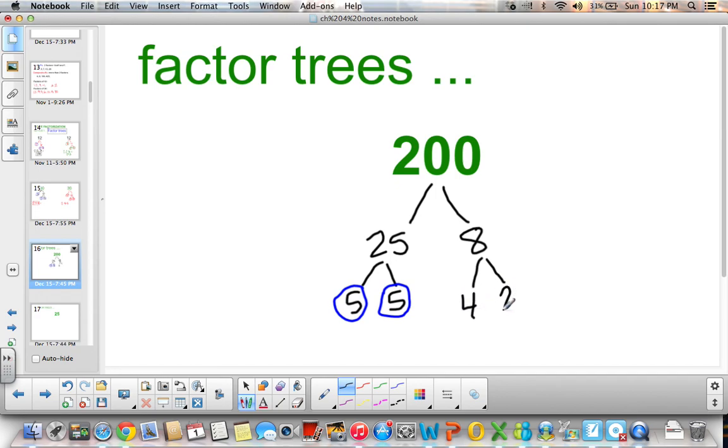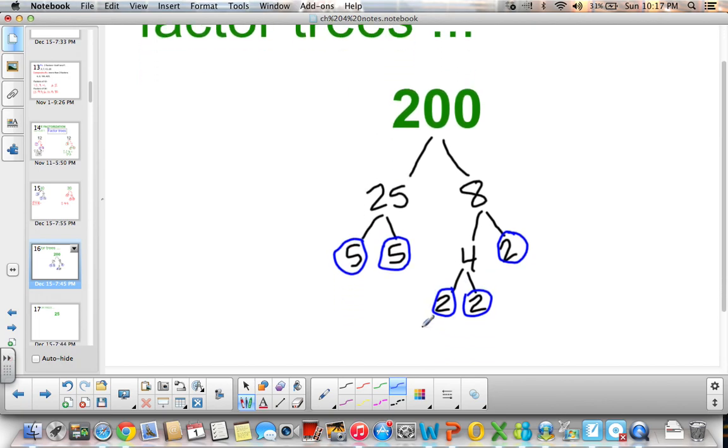4 and 2 multiplied together equals 8. I know that 2 is prime, but 4 is not, so I'm going to continue on. And then 2 and 2 multiplied together equals 4. So then I'm going to circle both of my 2's. So now I can see that all of my bottom numbers are circled. So now I can figure out what my prime factorization is going to be. So I'm going to rewrite all of my numbers.